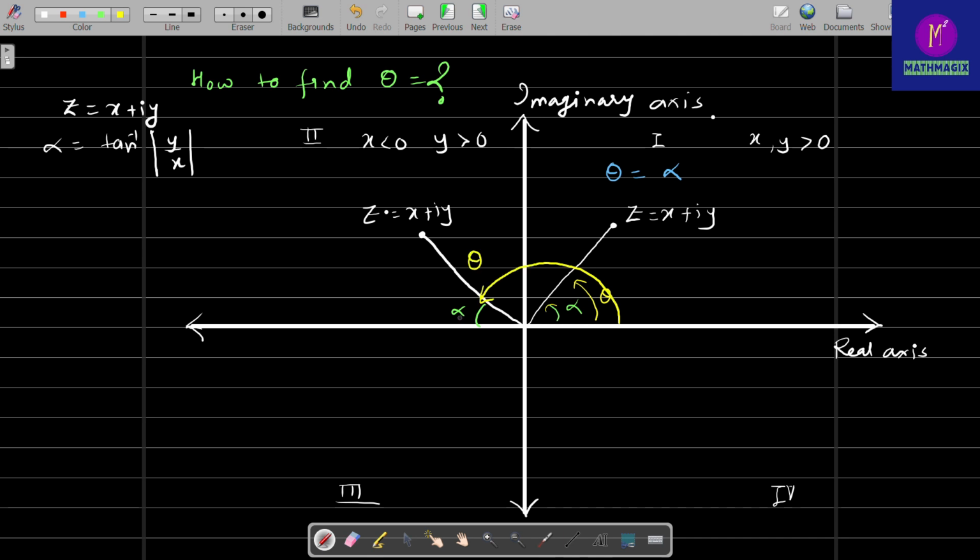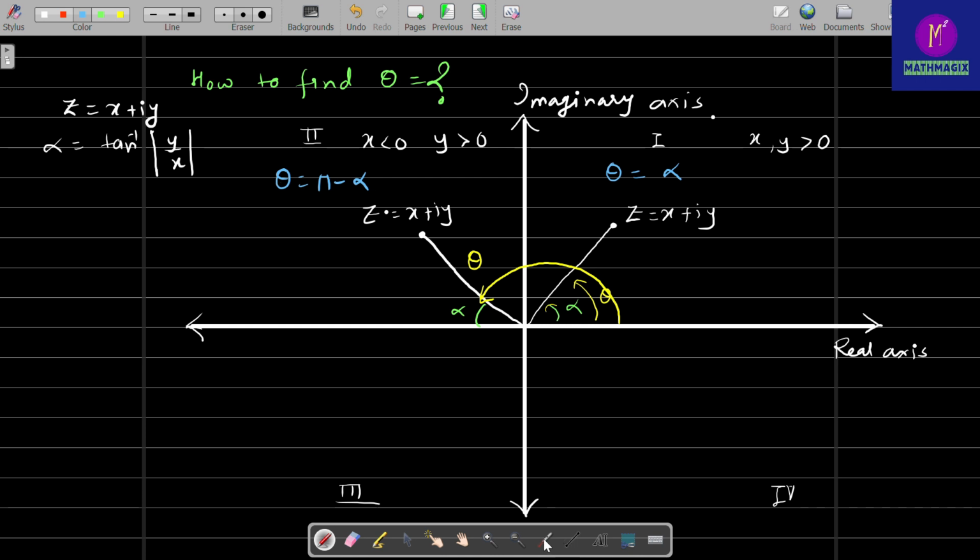So clearly, as we know alpha, we know this full angle which is pi. Because of that, in the second quadrant, theta is equal to pi minus alpha. Obviously, it is less than 180 degrees. So just because of that, theta is pi minus alpha.